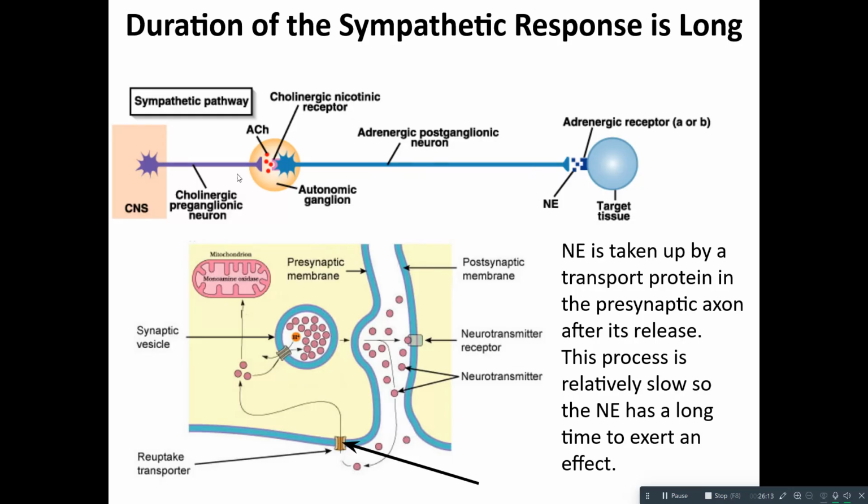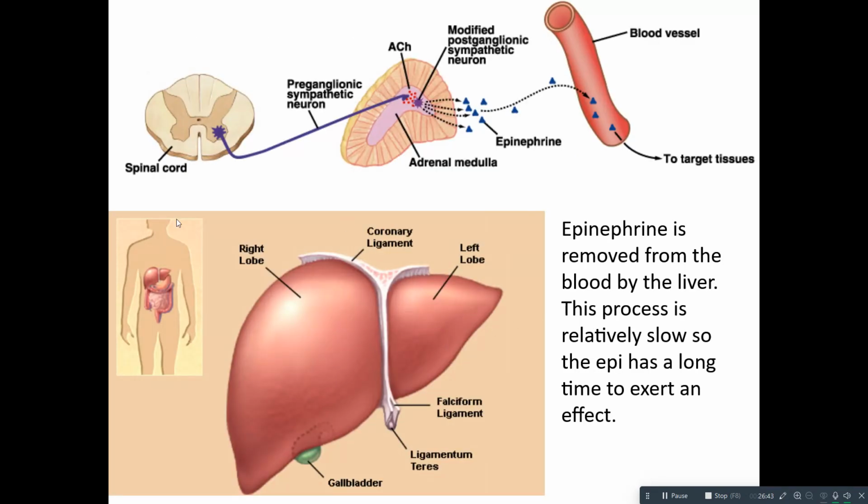Meanwhile, remember our sympathetic pathway, norepinephrine is released onto the target tissue. Norepinephrine is removed from the synaptic cleft by being vacuumed up by a transport protein in the presynaptic axon. And this process of reuptake is relatively slow. So there's a longer response time for the sympathetic nervous system. Plus, it's also longer because it takes a while for the liver to break down the epinephrine that's released by the adrenal gland.